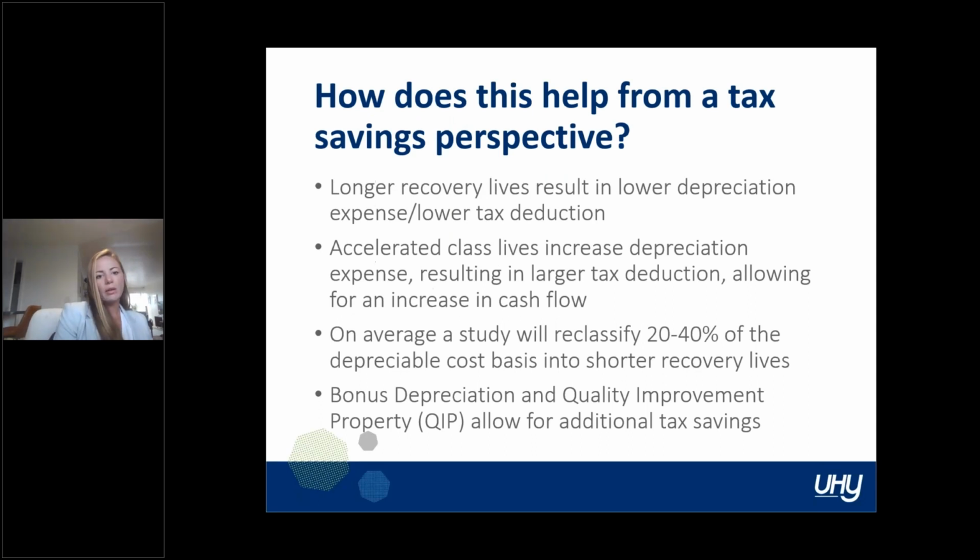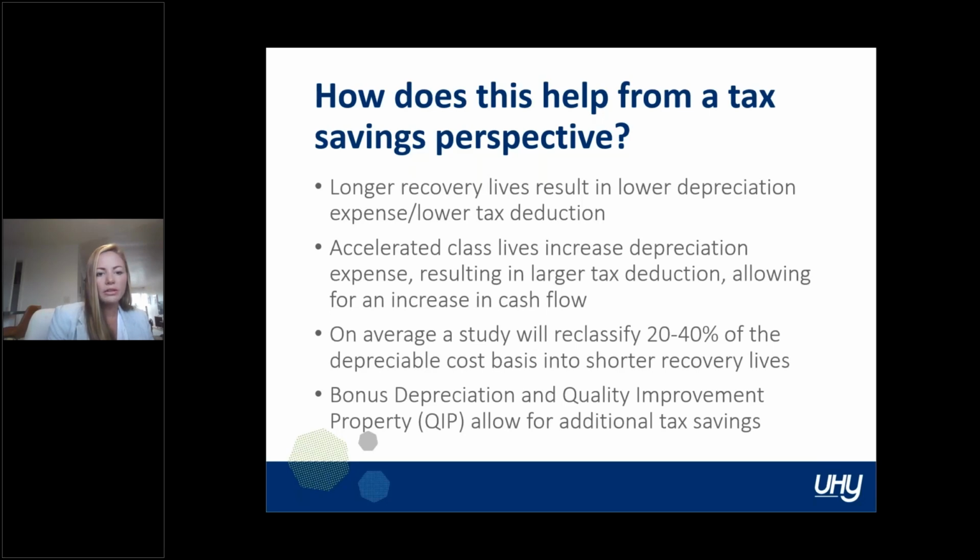How does this help from a tax savings perspective? So let's take a look at these studies and how they impact our tax savings. So those longer recovery lives of the building structure, the 27.5-year, 39-year, or 40-year, has a very low depreciation expense over those long recovery lives, which results in a lower tax deduction. So the accelerated class lives of personal property assets will increase the depreciation expense, which results in a larger tax deduction and allows for an increase in cash flow.